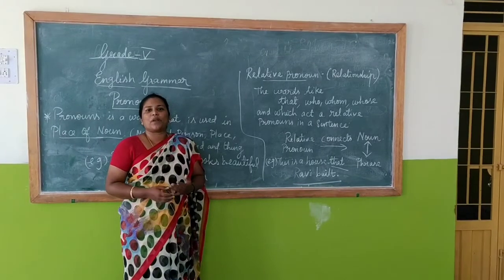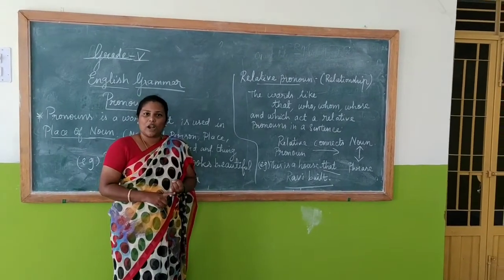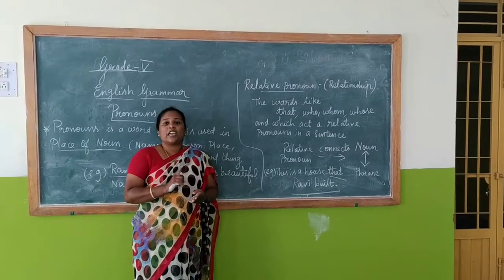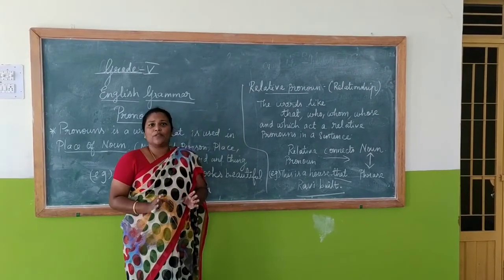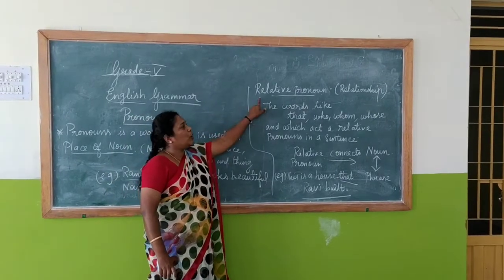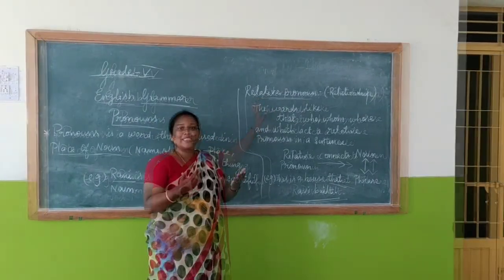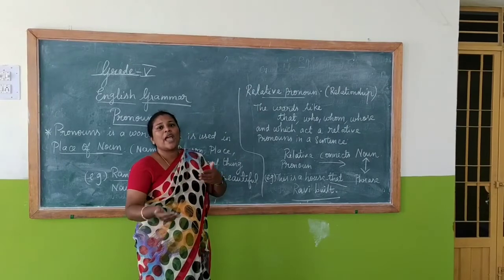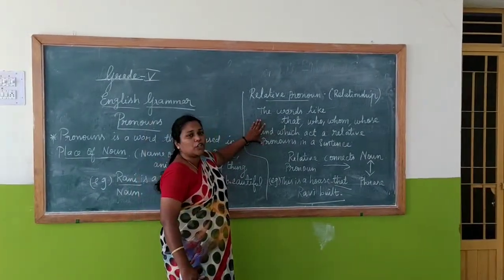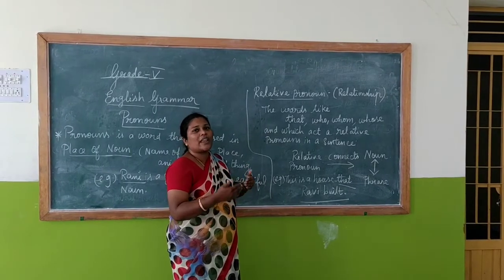Children, there are so many pronouns in English, like personal pronoun, reflexive pronoun, demonstrative pronoun, emphatic pronoun. Today we are going to see the relative pronoun. What is meant by relative pronoun? It shows the relationship between the noun and the phrase. There are words for you to connect the noun and the phrase.